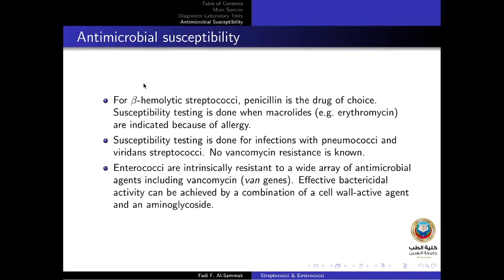So therefore, antimicrobial testing is important to tell which antimicrobials will work on that organism and which won't work. And usually the effective bactericidal activity can be achieved by a combination of a cell wall active agent and an aminoglycoside.